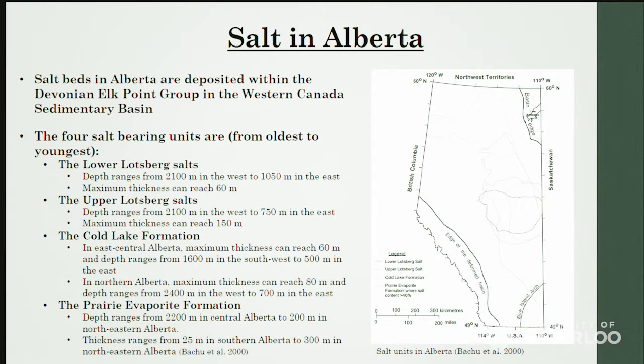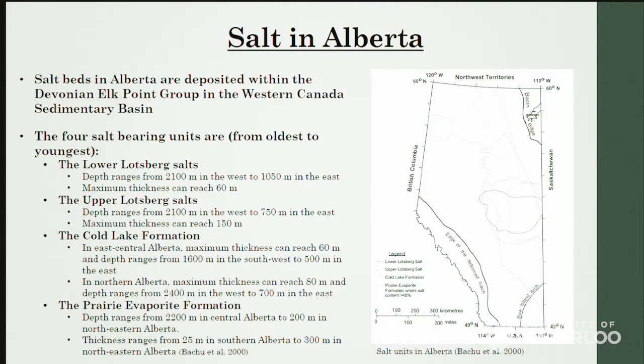The lower and upper Lotsburg Salts, as we discussed previously, are one of the purest salts as compared to the other formations. And this is because the salt has been recrystallized. In the lower Lotsburg Salt, the thickness can reach a maximum of 60 meters. In the upper Lotsburg Salt, the thickness can reach a maximum of 150 meters.